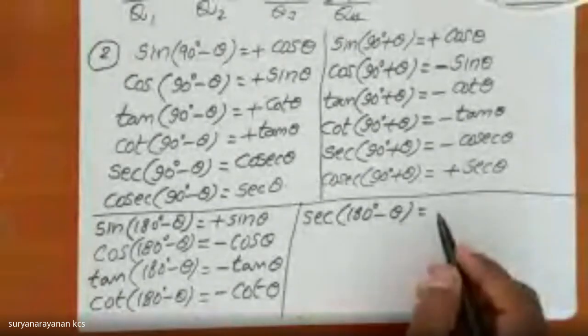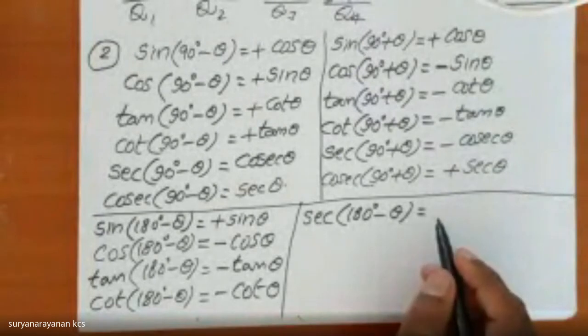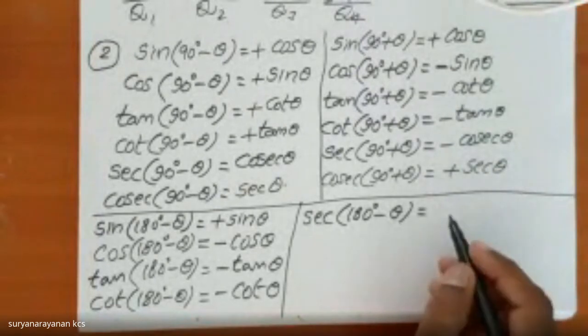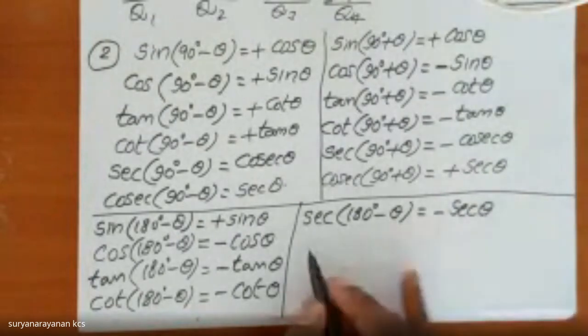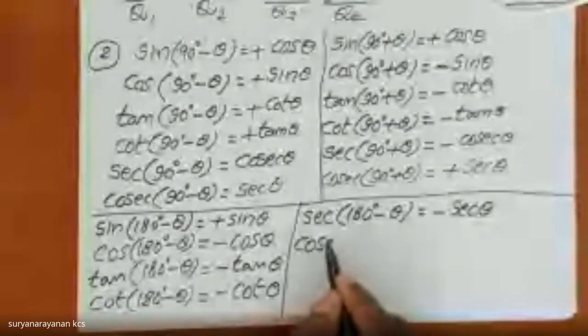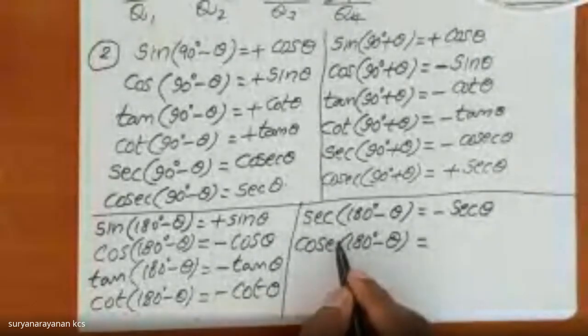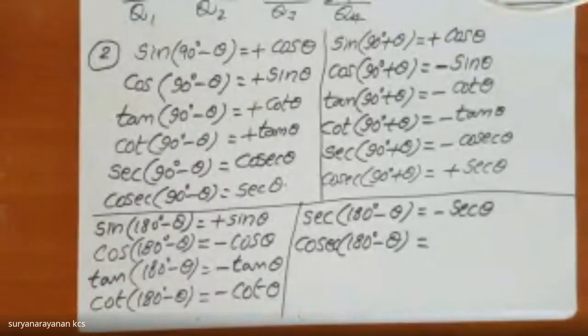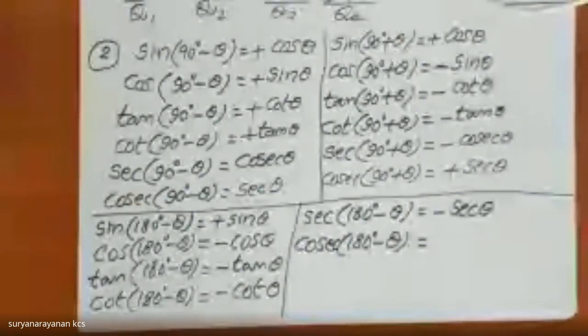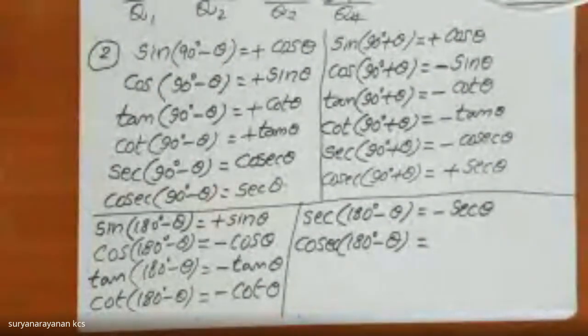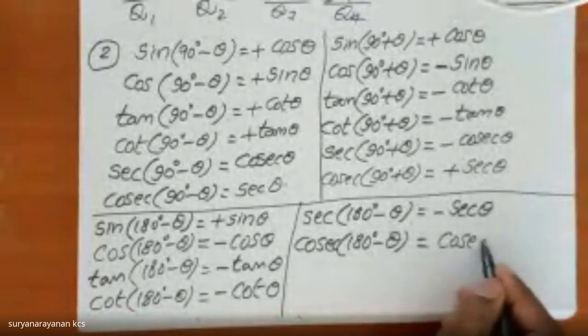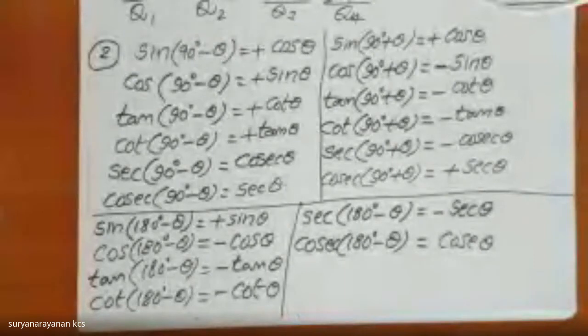Yes. Minus secant theta. Very good. Cosecant 180 degrees minus theta. Tell me, cosecant 180 degrees minus theta. Yes, very good. Cosecant theta, very good. You are following the class. Keep it up, my dear children.